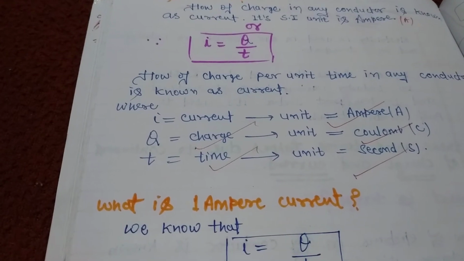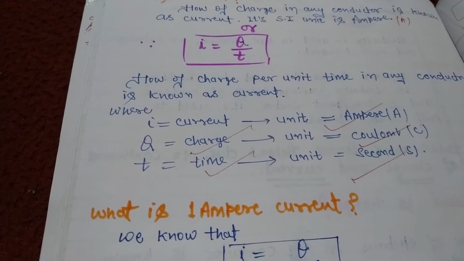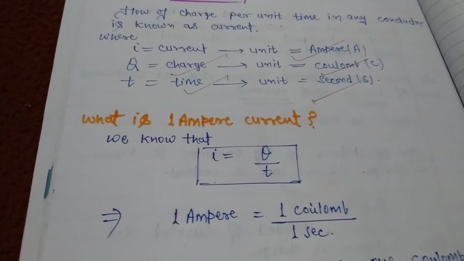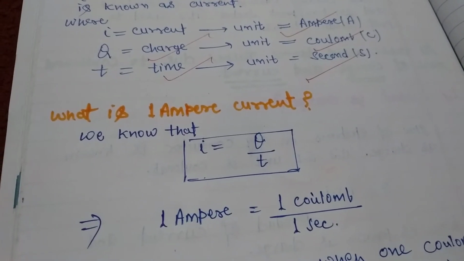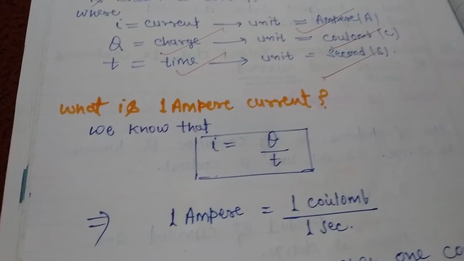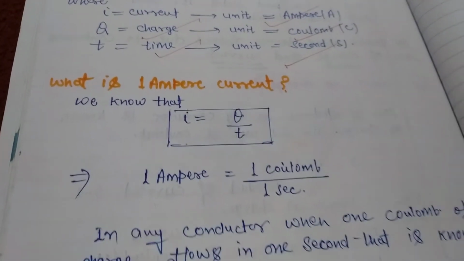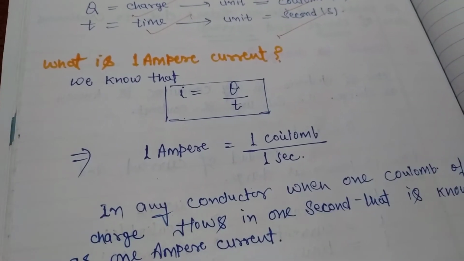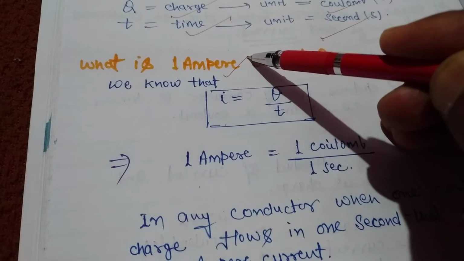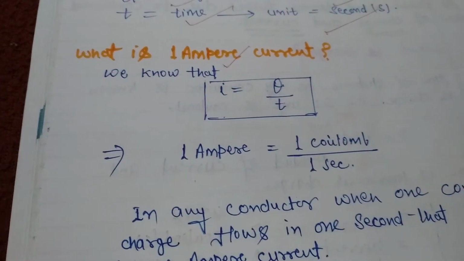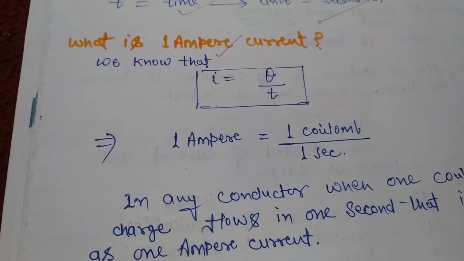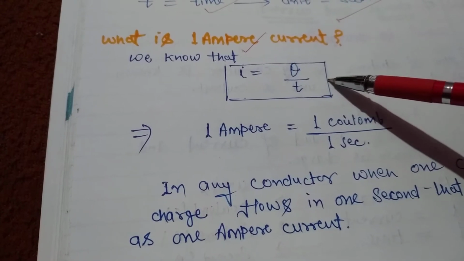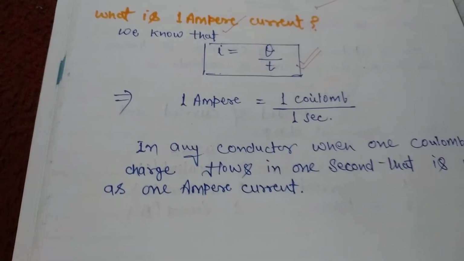Dear students, after this, we discuss what is the meaning of 1 ampere of current, and after that, what is the meaning of 1 coulomb of charge. You can explain all these terms very easily with the help of the formulas. Dear students, we know that ampere is the unit of current. So with the help of the formula of current, we can easily explain what is the meaning of 1 ampere. Since we know that I is equal to Q upon T, with the help of this formula, we will discuss what is the meaning of 1 ampere.